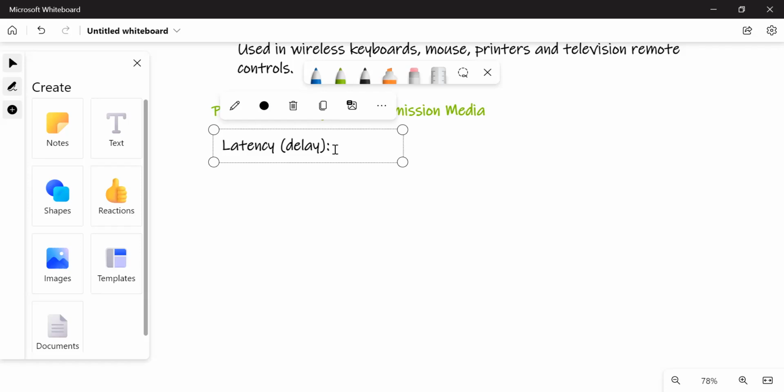Now, when you say latency, it means, first of all, sending data from one place to another place, right? Then when you're sending data from one place to another place, there will be a time taken for this. For example, if you take a data transmission in a network, you are sending data from one place to another place. It will take some time. So this time, the delay, we normally call latency.